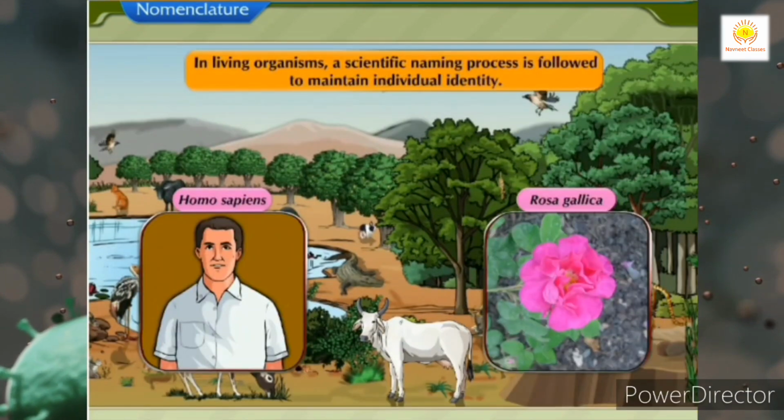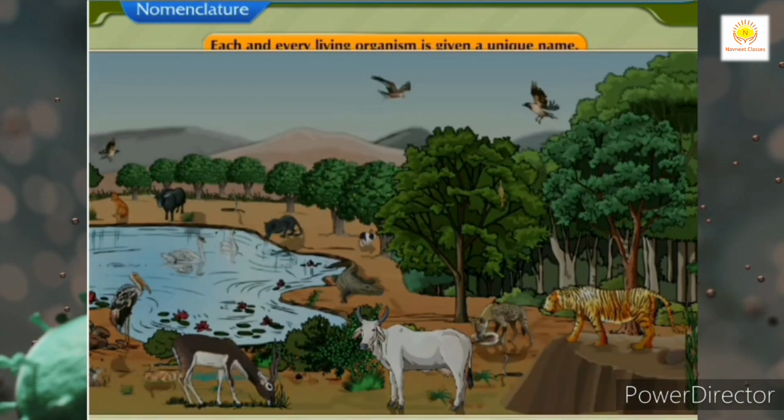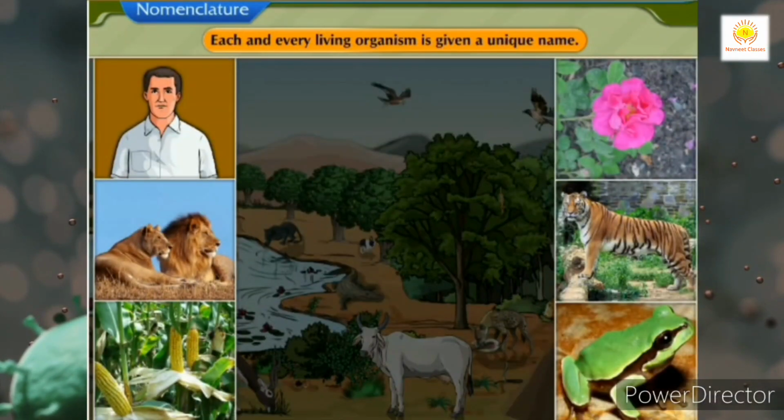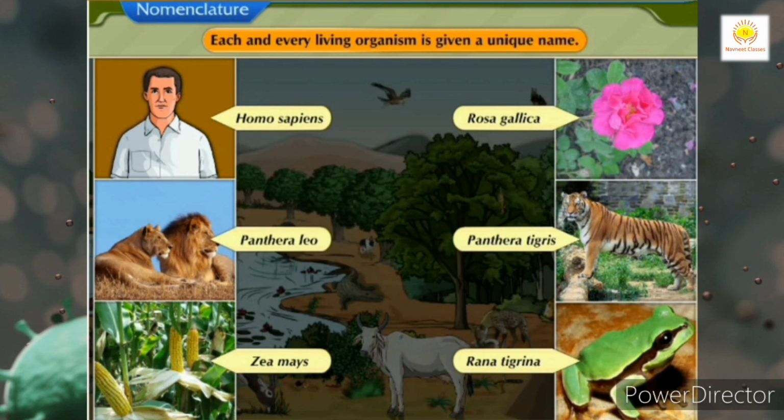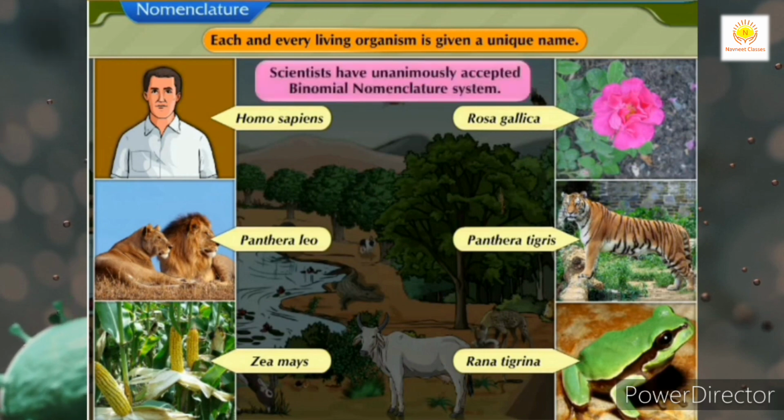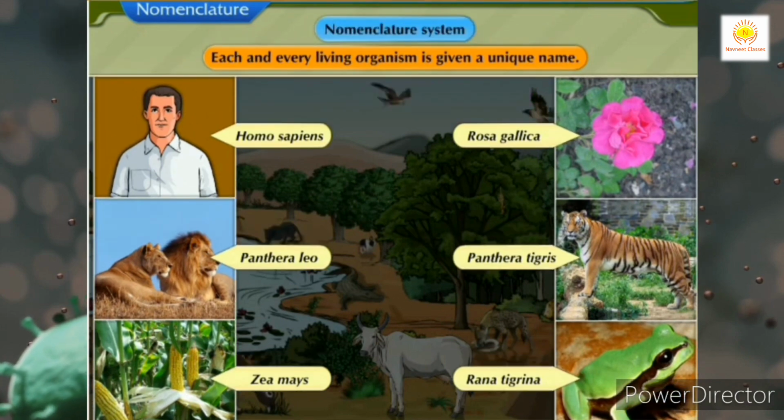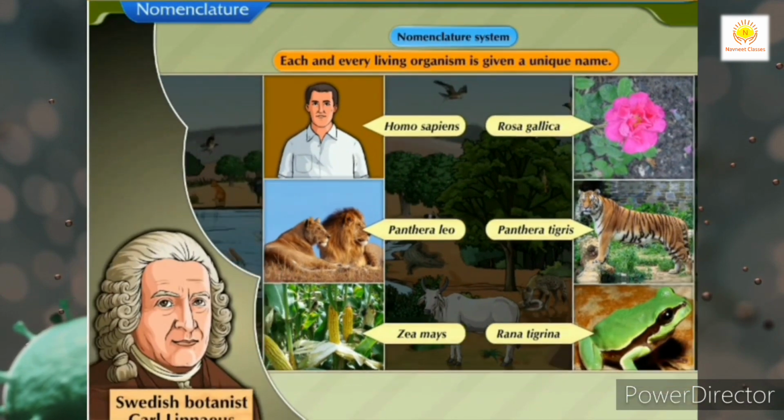In living organisms, a scientific naming process is followed to maintain individual identity. Each and every living organism is given a unique name. Scientists have unanimously accepted the binomial nomenclature system. This nomenclature system was suggested by Swedish botanist Carl Linnaeus.